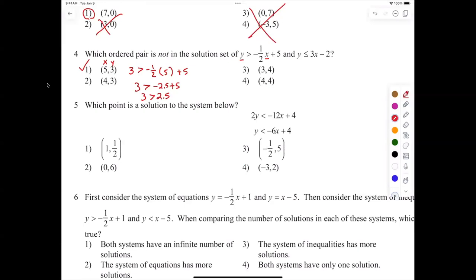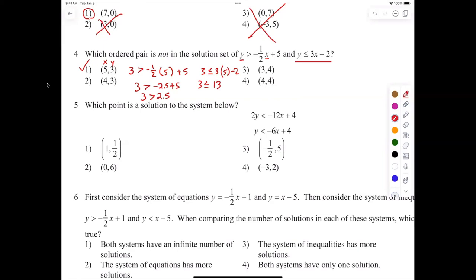It works for the first one, but it also must work for the second equation. So now I plug into the second equation. What was the Y value? 3. Is that less than or equal to 3 times, what's the X? 5 minus 2. Is 3 less than or equal to, what's 3 times 5? 15 minus 2. Is 3 less than or equal to 13?